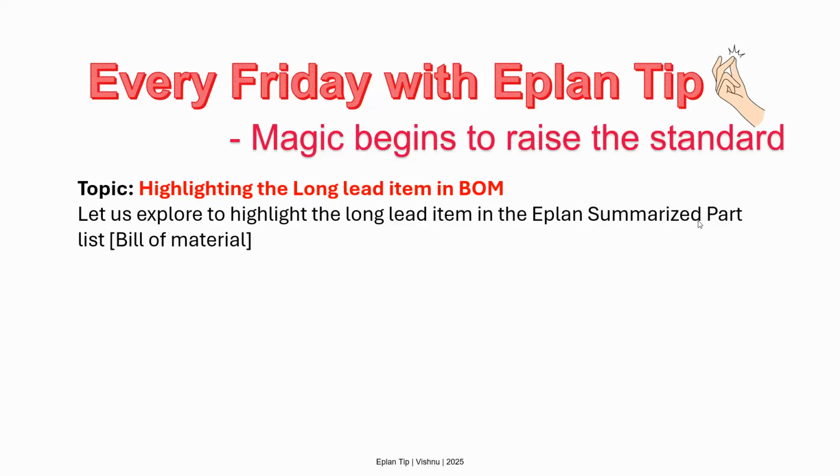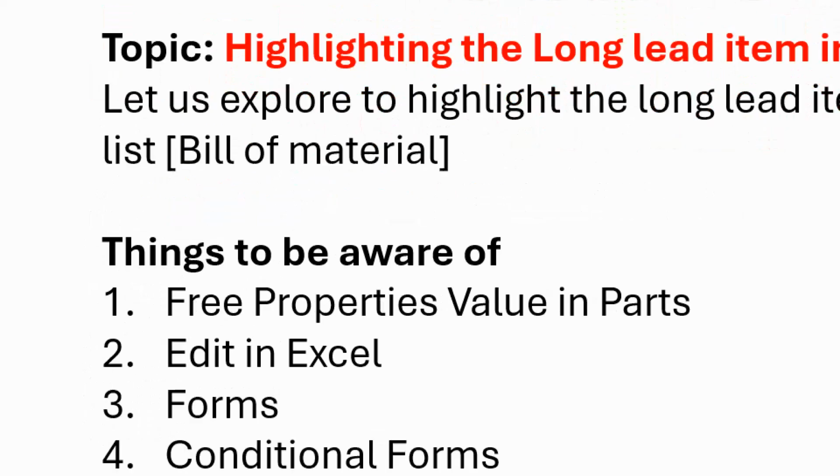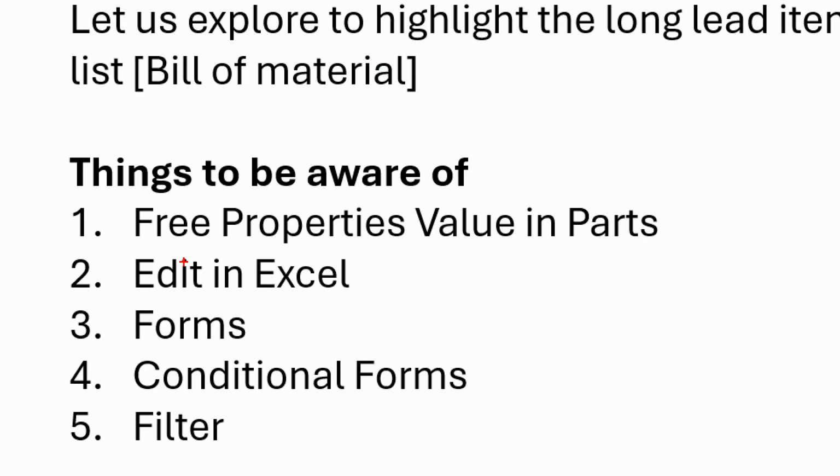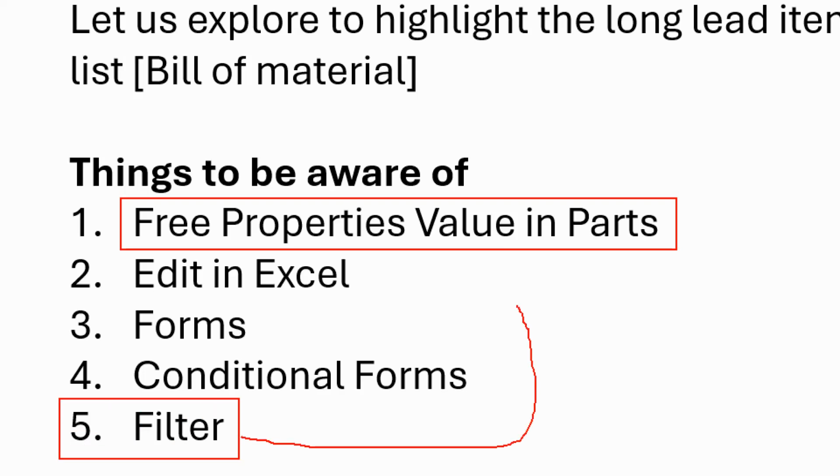In the summarized part list, that is nothing but our bill of material. When we want to achieve it, what are the things we should be aware of in EPLAN? Please remember these five things, which are very important for us to know. And this free property value in parts, why does it come into the picture? It is a reverse engineering kind of thing. When I go to the filter, I have to find out what all the properties can be taken, and I found that this free property value can be taken. So if I put the lead time in that free property value, it is easy for us to do the filtering. That's the reason I'm using the lead time information in the free property value.